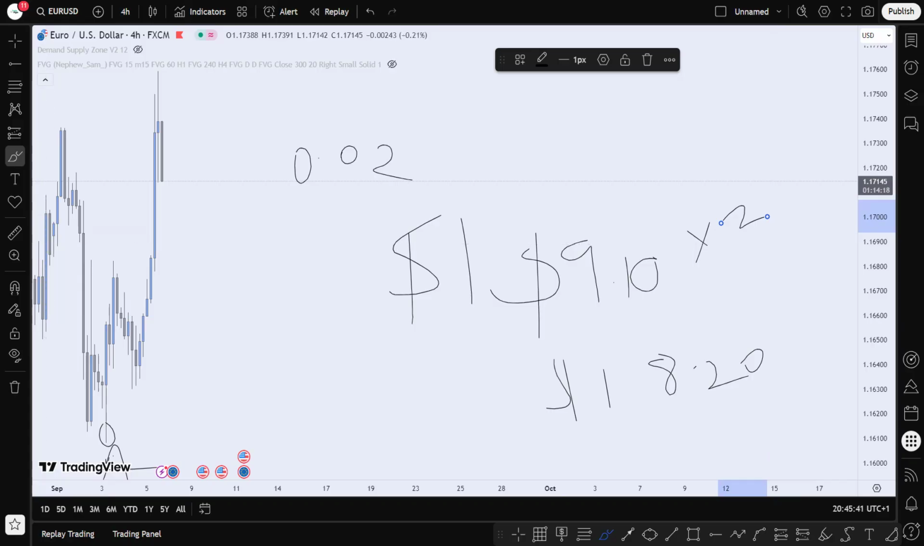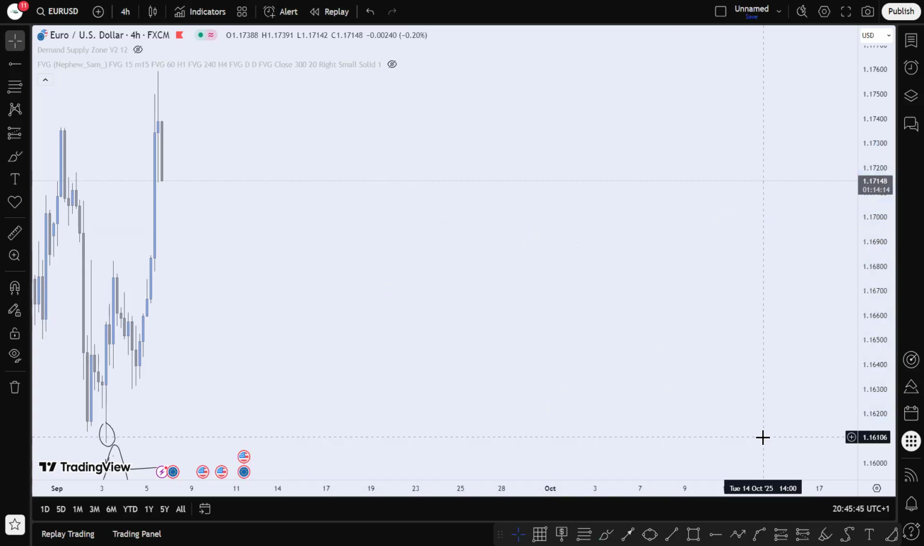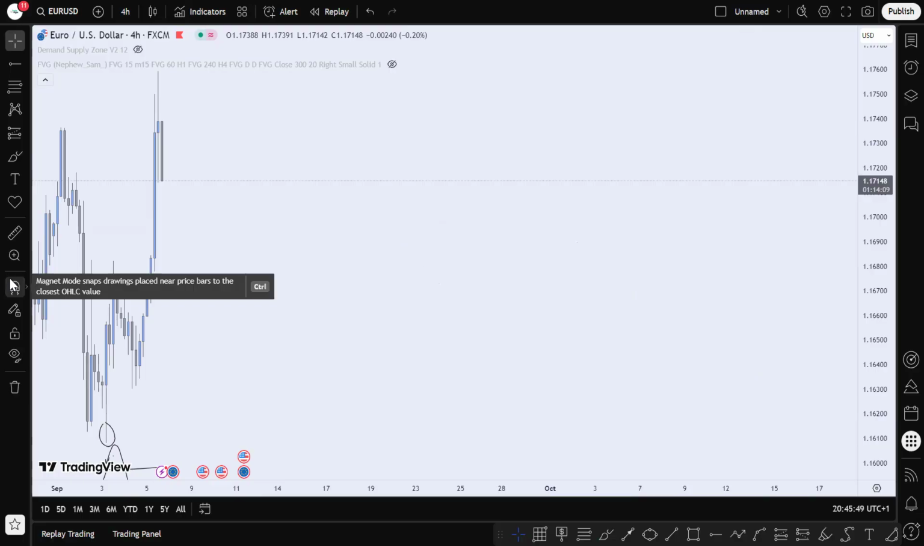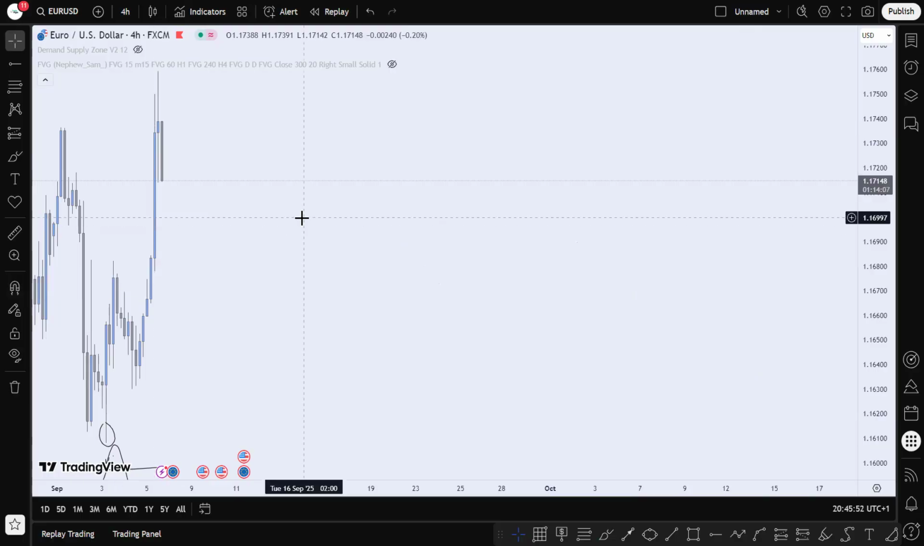Now, again, this lot size list continues. There's now going to be 0.03, right? Where one pip will now be what? Can anybody try? On 0.03, one pip would be what? Exactly, 30 cents, which is $0.30. So one pip will be 30 cents.